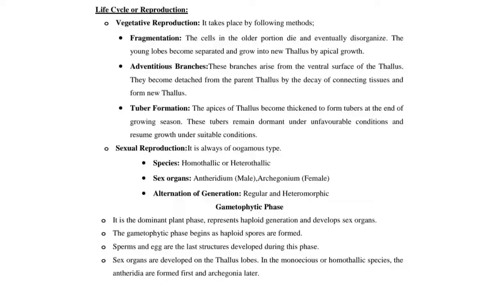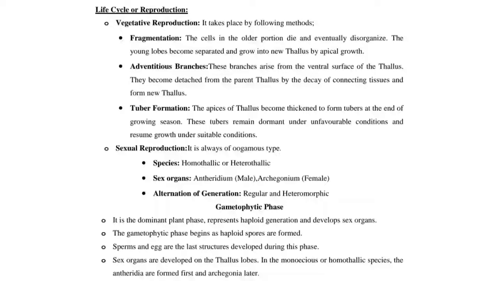Adventitious branches. These branches arise from the ventral surface of the thallus. They become detached from the parent thallus by the decay of connecting tissues and form a new thallus. Tuber formation. The apices of the thallus become thickened to form tubers at the end of the growing season. These tubers remain dormant under unfavorable conditions and resume growth under suitable conditions.